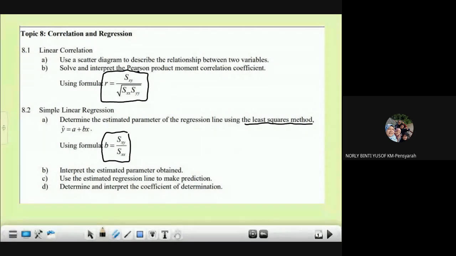Okay, and then use the estimated regression line to make prediction. Ini pun sama, prediction pun dalam bentuk ayat nanti. And determine and interpret the coefficient of determination. This is all in terms of word lah. So wording in terms of conclusion, tapi bantuan ayat tu kita akan bagi untuk pelajar ingat. Okay, that is in terms of learning outcome for chapter 8.